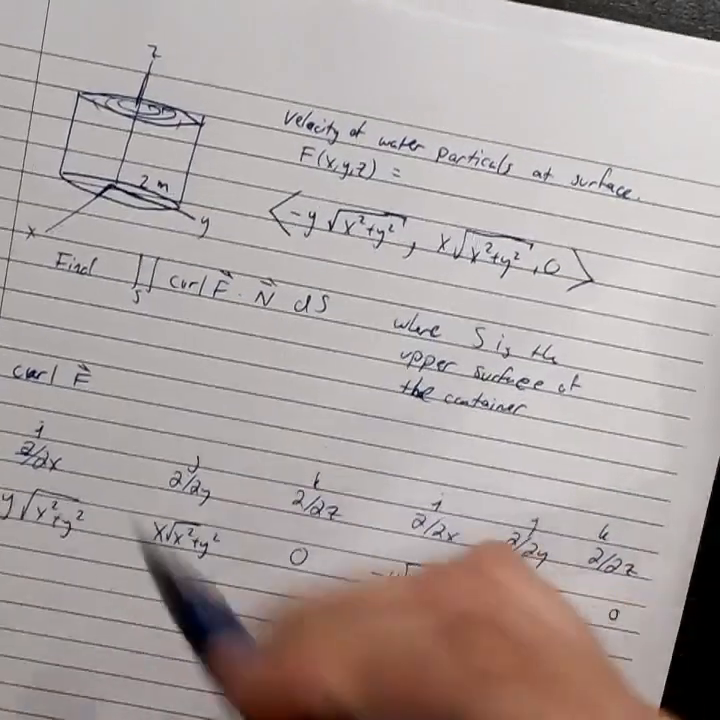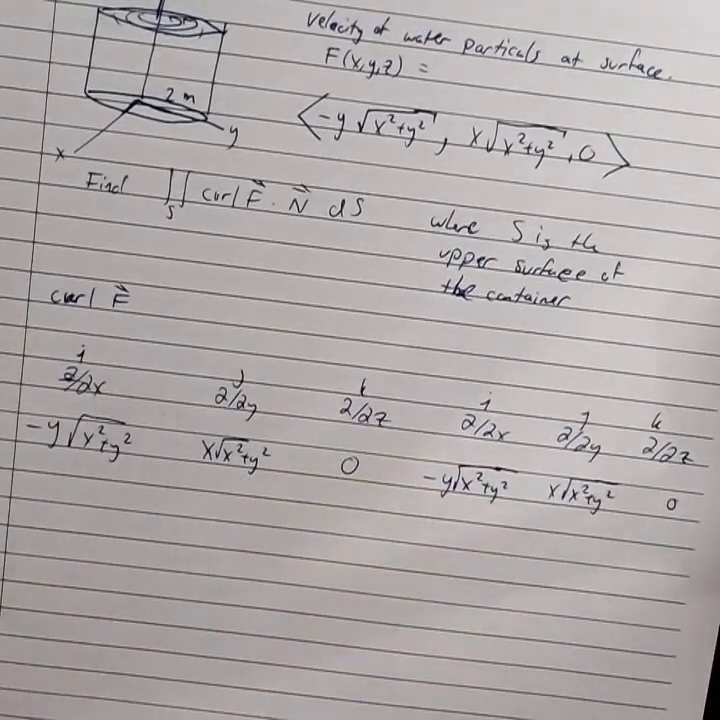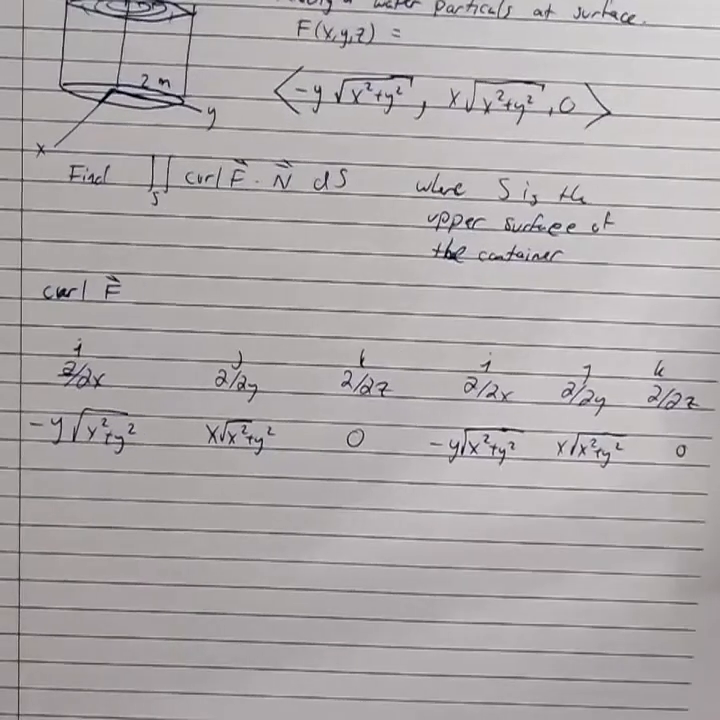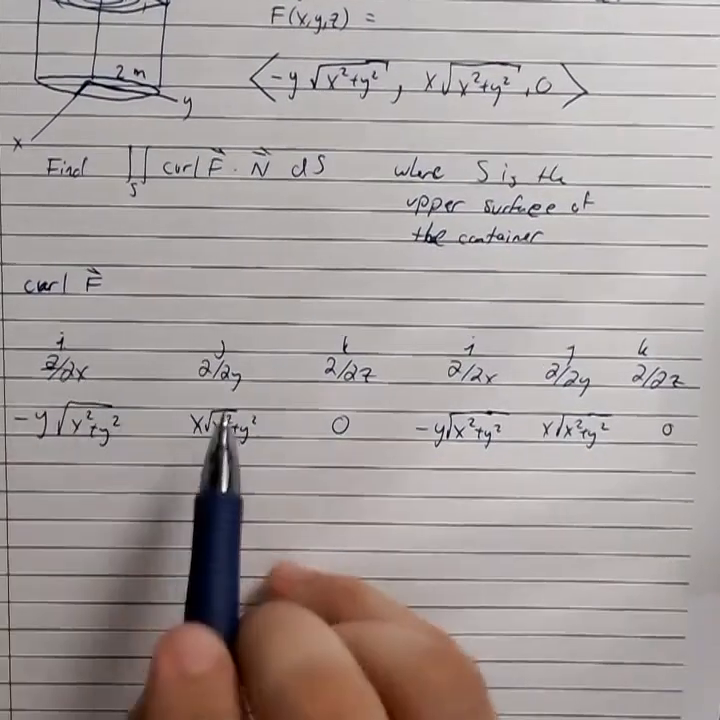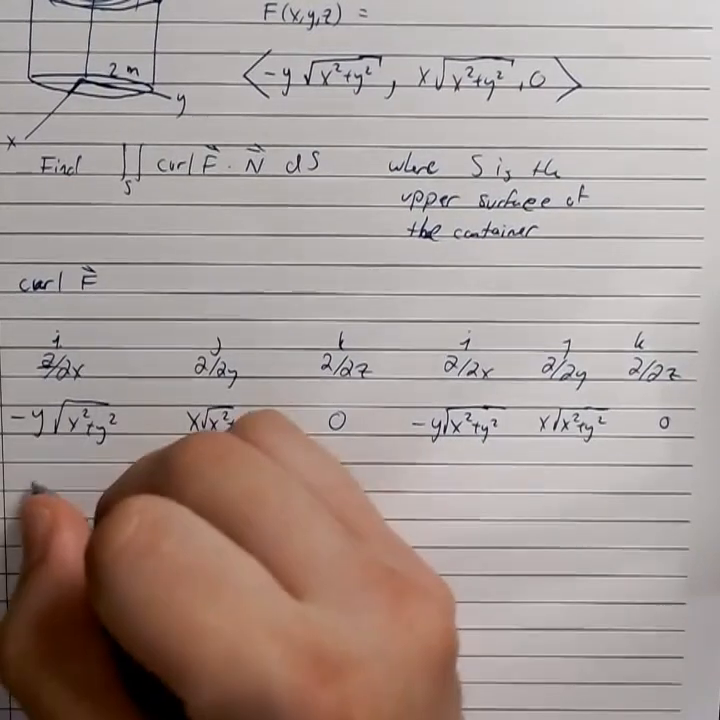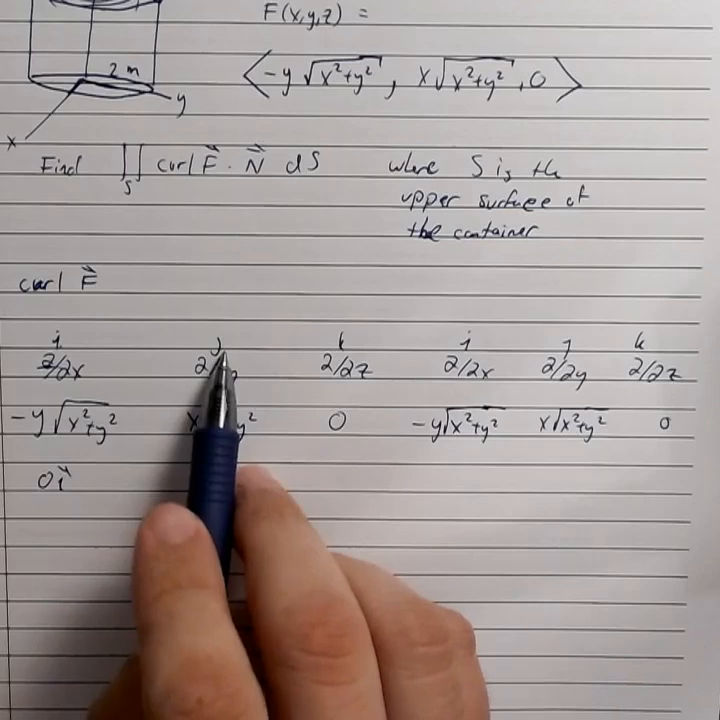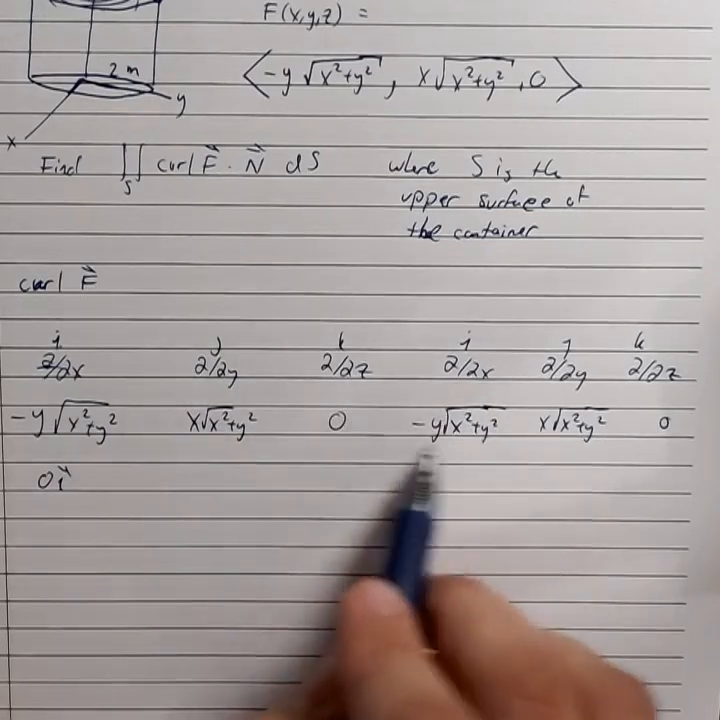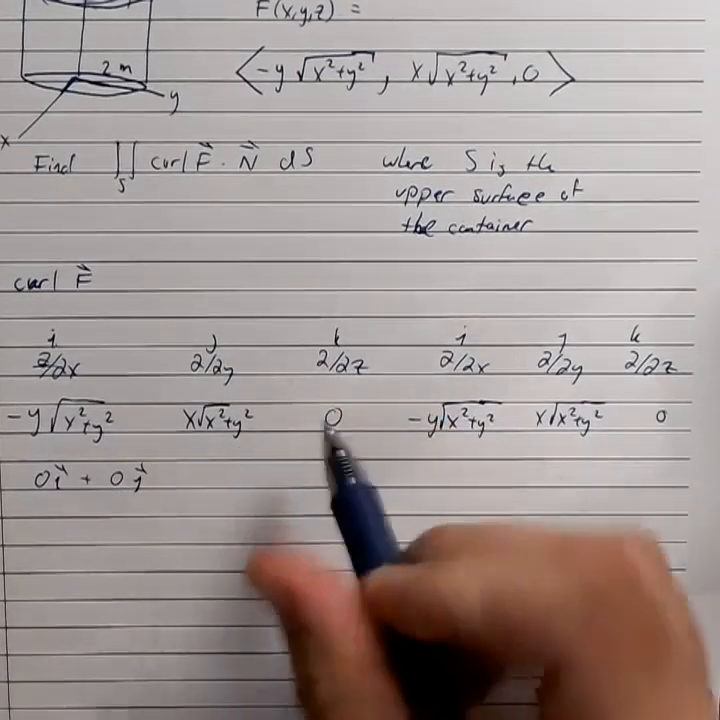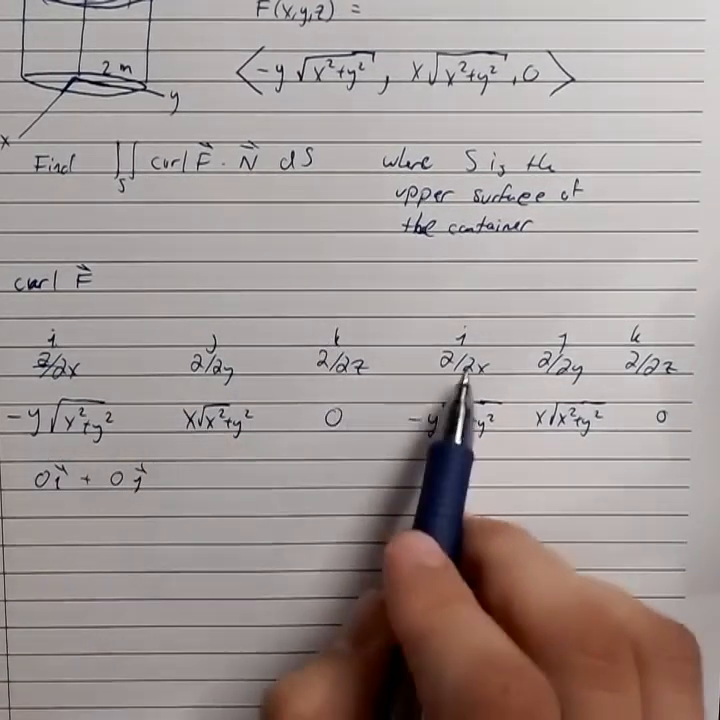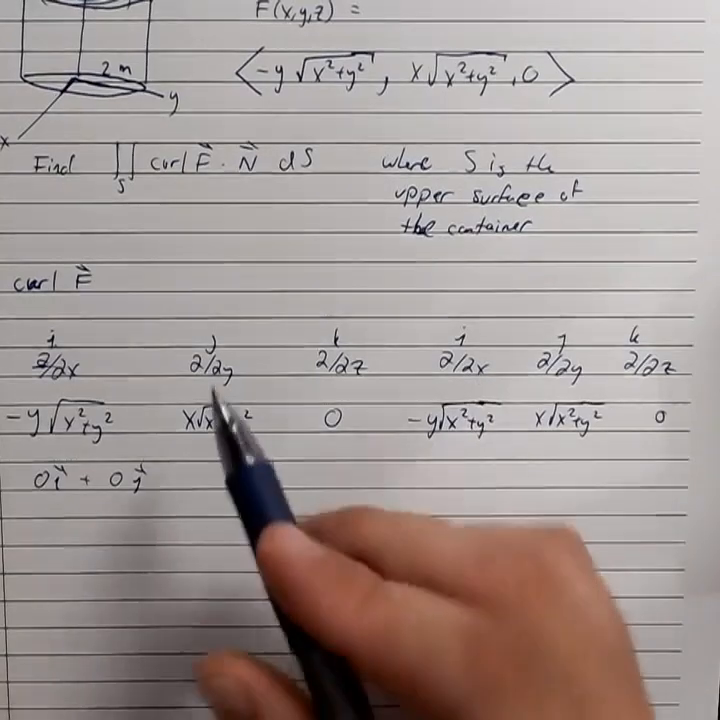And 0. Now if I take the derivative of this, it seems to be all over the place here. So let's see, that's going to give us the derivative of 0 with respect to y, which is 0i. The derivative with respect to z of something that has no z in it is going to be 0j. And then with respect to k, I want to take the derivative of x square root of x squared plus y squared with respect to x.